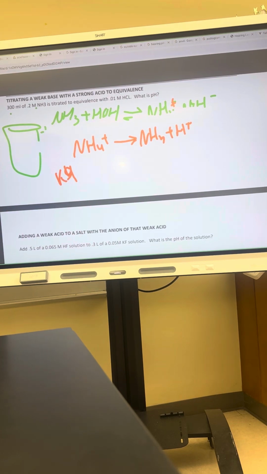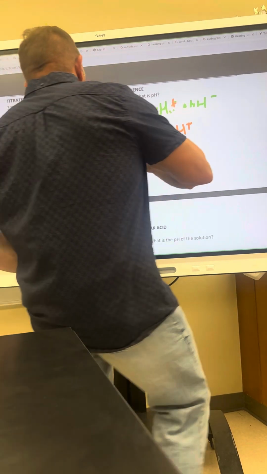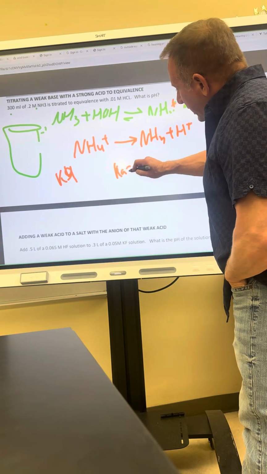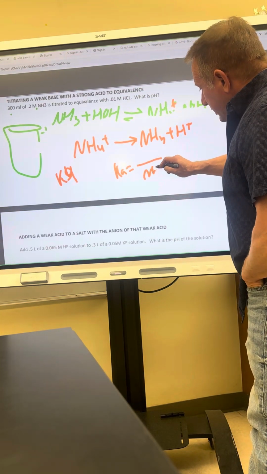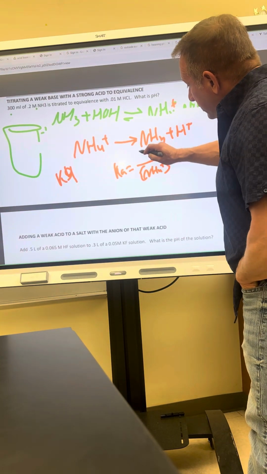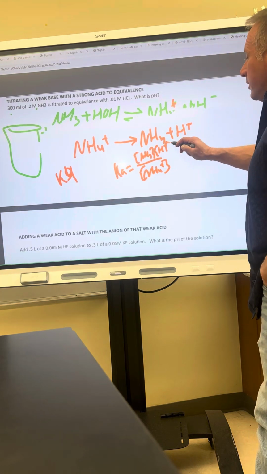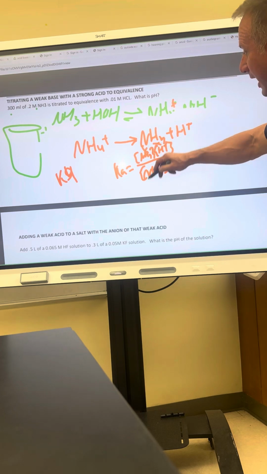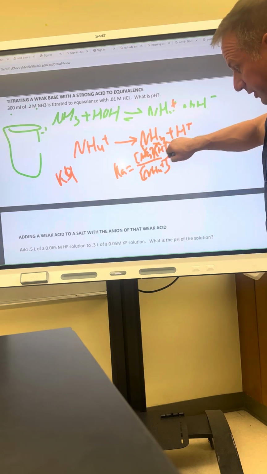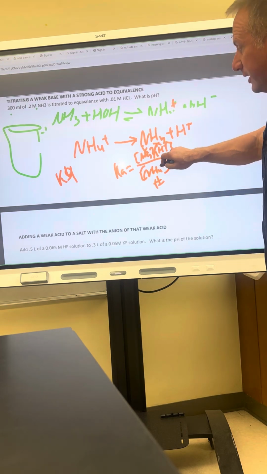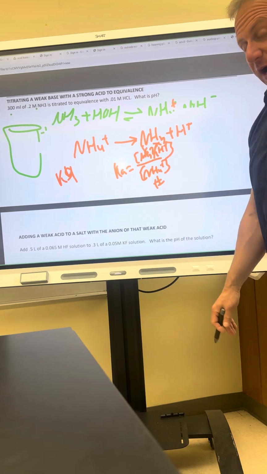Once I have the Ka for ammonium, Ka is equal to NH4 positive, NH3 times hydrogens, X X, 0, 0, X X. I have my amount here. Voila, I have my hydrogen ion concentration.